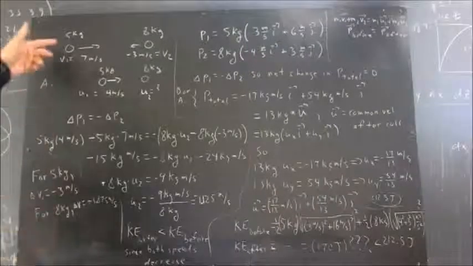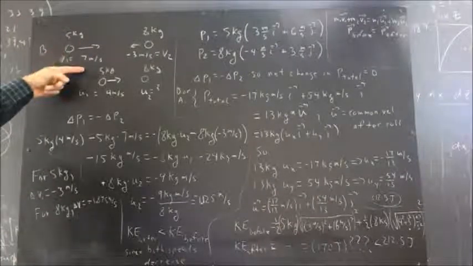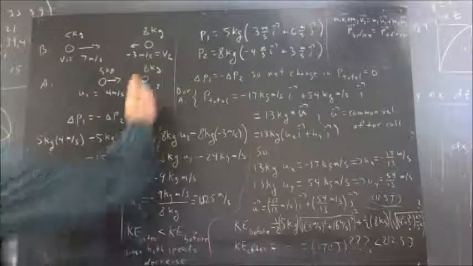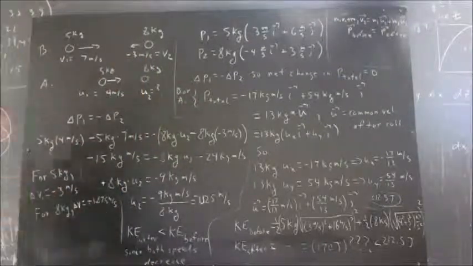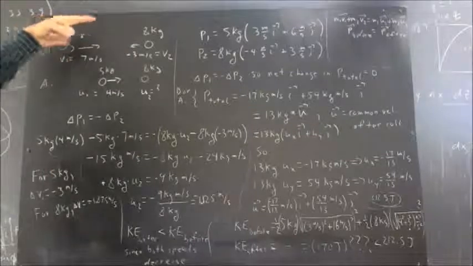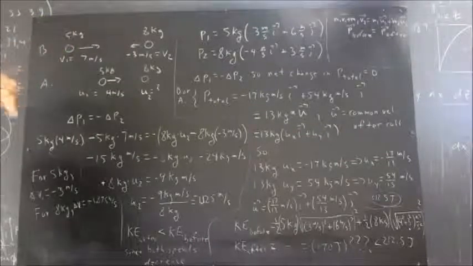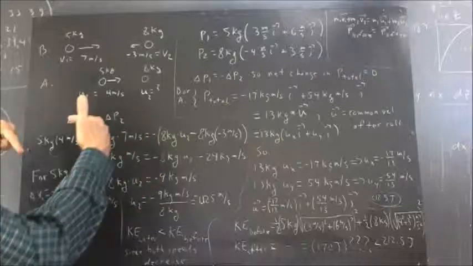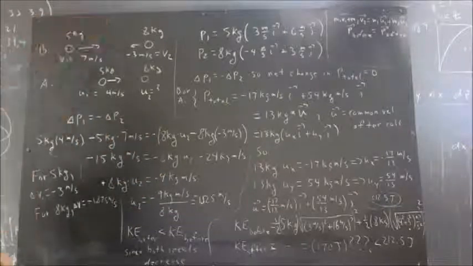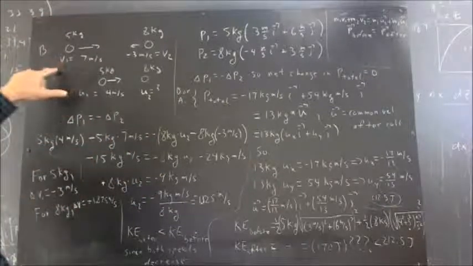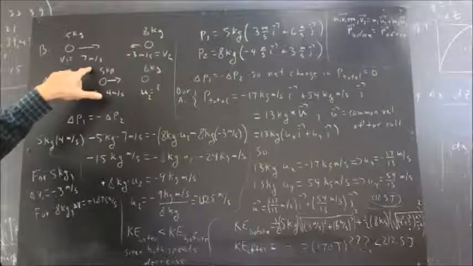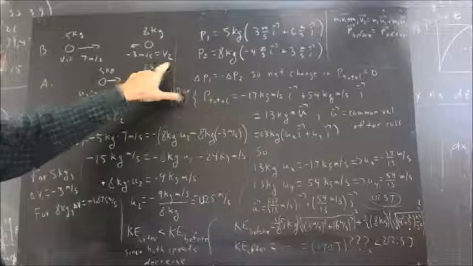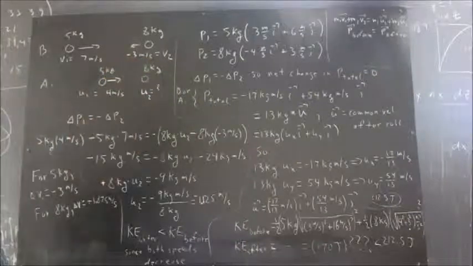We have a 5 kilogram object moving at 7 meters per second, approaching an 8 kilogram object moving in the opposite direction at 3 meters per second. We implicitly choose this rightward direction as the positive direction. Now we could have chosen the other direction, but we choose this one, so that the velocity of the first object is positive 7 meters per second, and the velocity of the second is negative 3 meters per second.